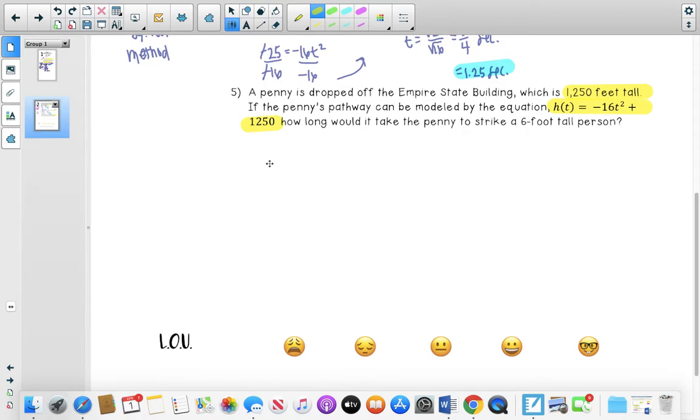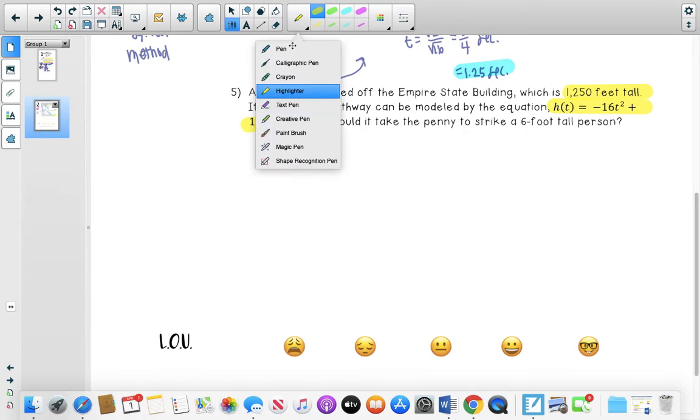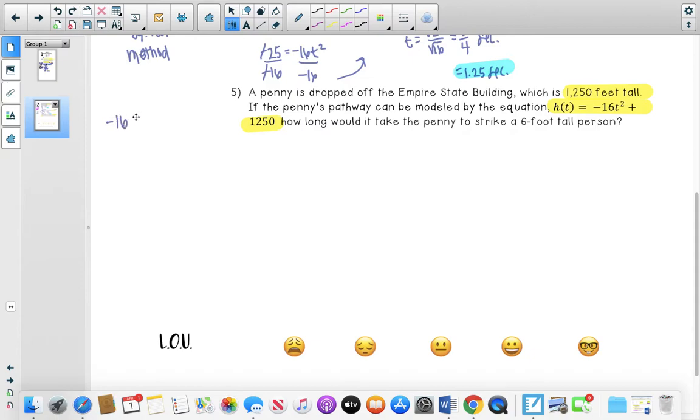So let's just stop there, and I'm going to ask the question. What does the negative 16 signify? What is it representing? Well, you should be saying it should be gravity, right? So I'm going to put that t squared there. This has no t to the first power, okay? No t to the first power.